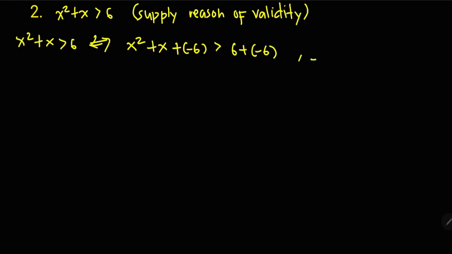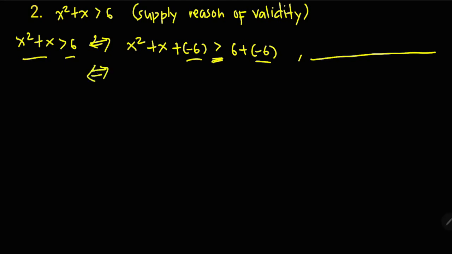Again, supply the reason of validity. What property did we use so that this inequality, by adding the same number, remains greater than? So, what's that property?